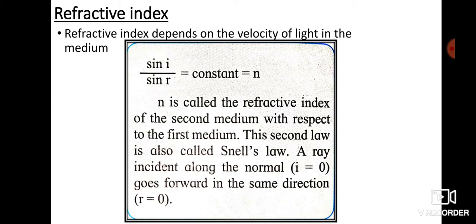A ray incident along the normal, that is when i is equal to 0, goes forward in the same direction as r is equal to 0. We will be doing this part in the last part of this chapter.